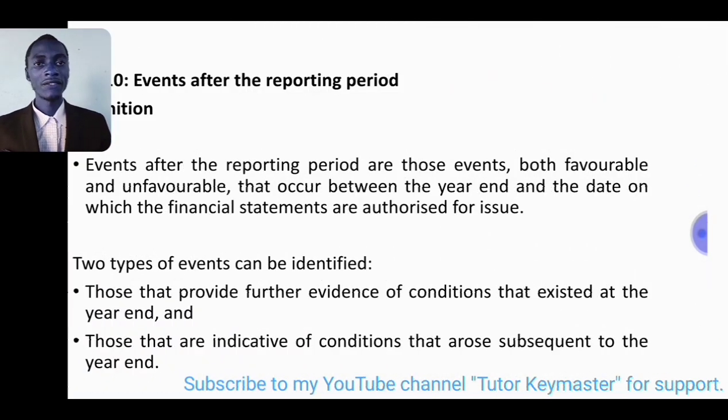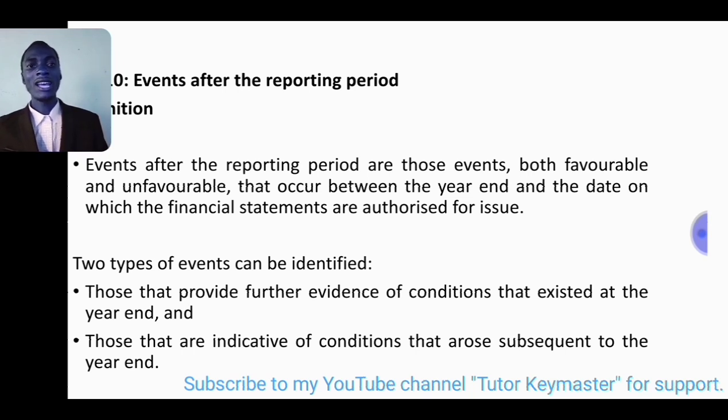What are events after the reporting period? Events after the reporting period are those events, both favorable and unfavorable, that occur between the year end and the date on which the financial statements are authorized for issue. So there is always that time lag between the year end and the date on which the financial statements are authorized for issue. Any event that occurs between those two dates is referred to as an event after the reporting period, and they are accounted for under IAS 10, as we are going to see.